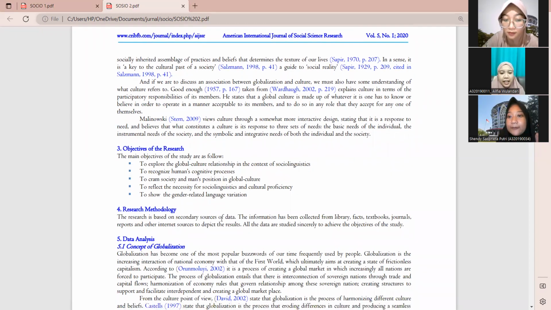Okay, the next, what is the research method of this article? The research is based on secondary source data. The information has been collected from library facts, textbooks, journals, reports, and other internet sources. All the data are studied centrally to achieve the objective of the study.